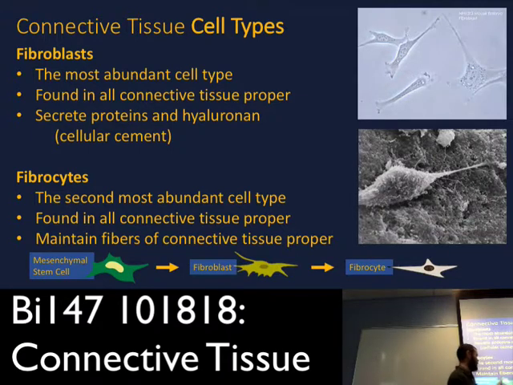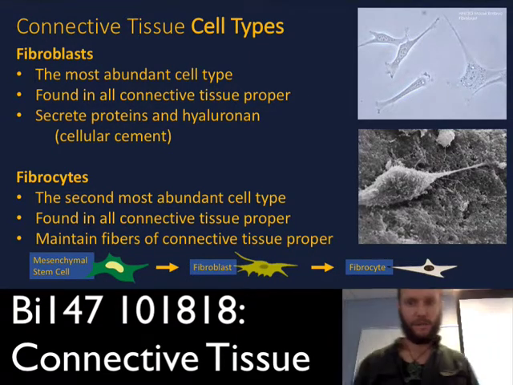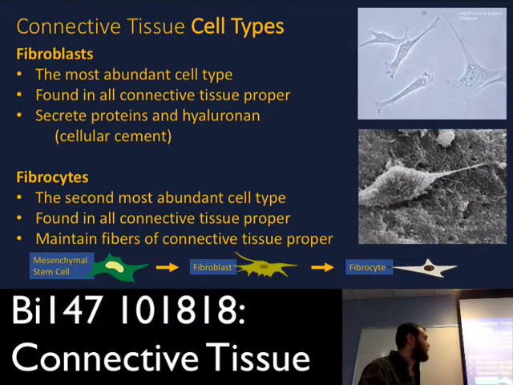So the basic flow here is there's a mesenchymal stem cell that can get activated because of some sort of stressor environment. Then they can differentiate into a fibroblast, which, if the right environmental cues are there, becomes fibrocytes.